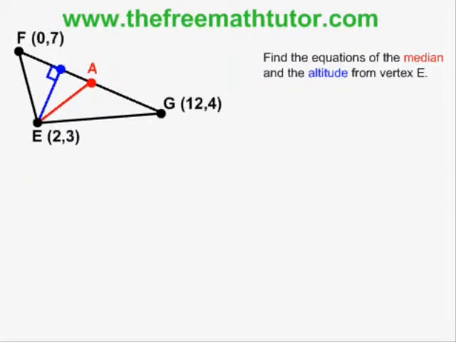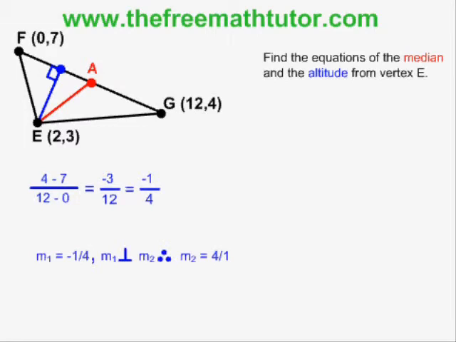The first step for finding the equation of the altitude is to find the slope of side FG, which is perpendicular to the altitude. Plugging the x and y coordinates of points F and G into the slope formula, I get a slope of -1/4. Since the altitude has to be perpendicular to side FG, I can do my justification like so. M1 is -1/4, M1 is perpendicular to M2, therefore M2 must be equal to +4/1.